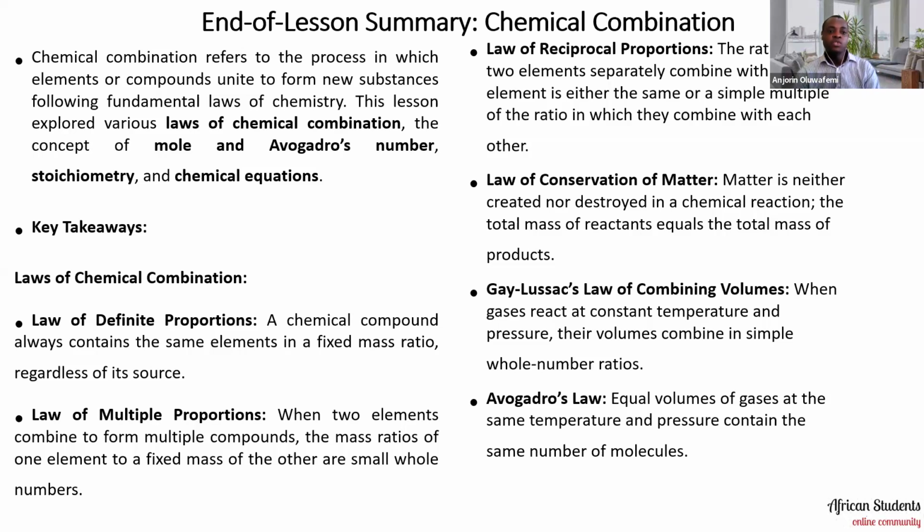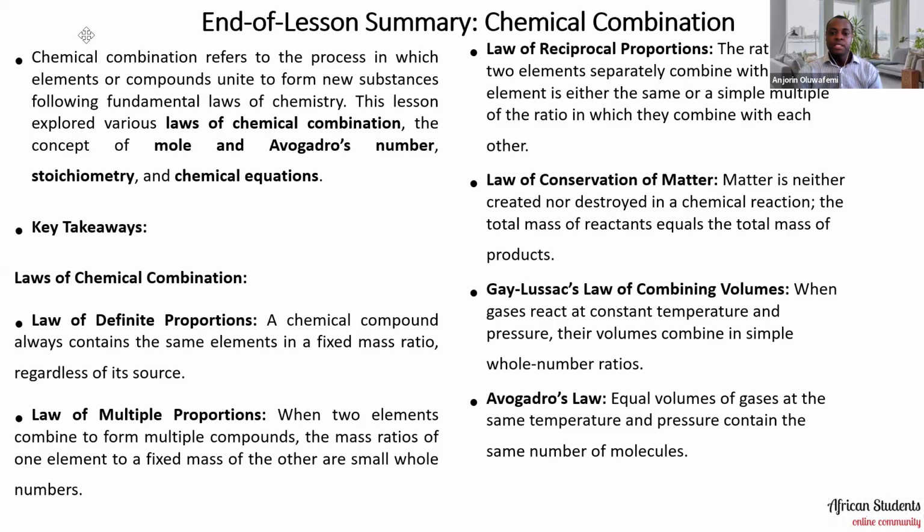We have also explained the laws of chemical combination: the law of definite proportion, which we stated and gave examples to buttress. The law of multiple proportion, which we also stated with examples. The law of reciprocal proportions and the law of conservation of matter. We stated those laws and gave examples to explain them better. Then we also touched on Gay-Lussac's law of combining volume.